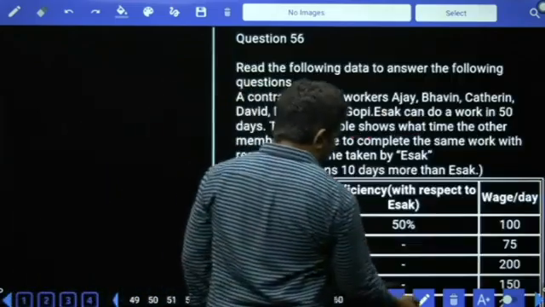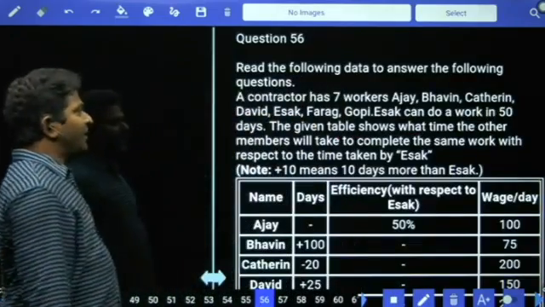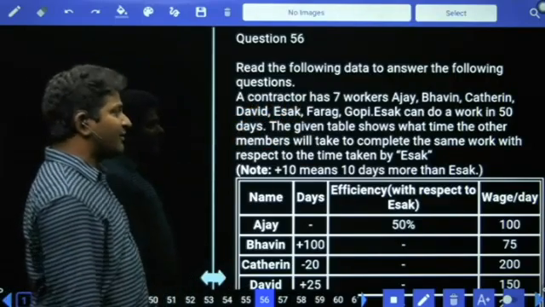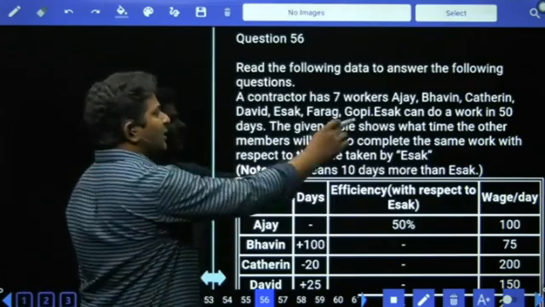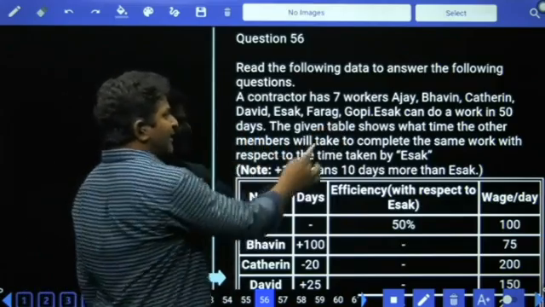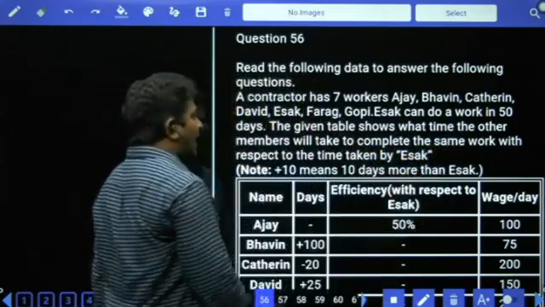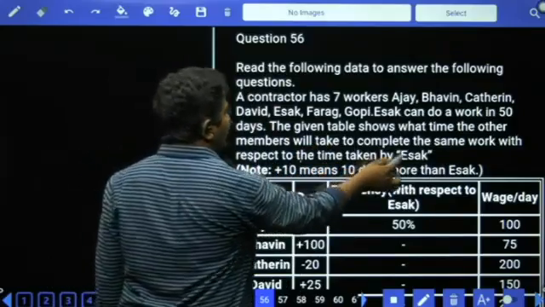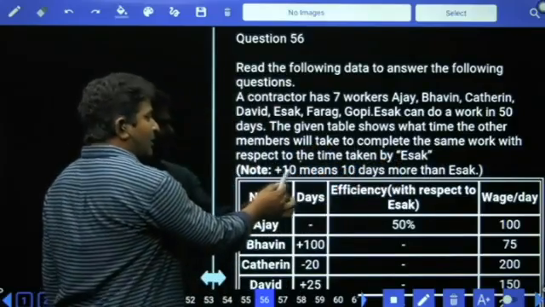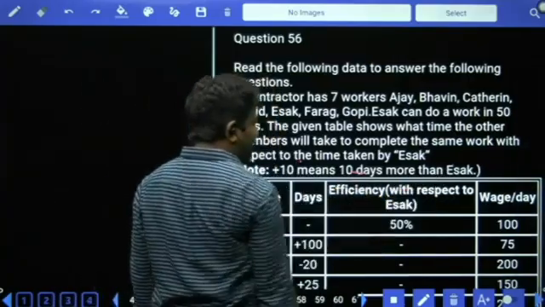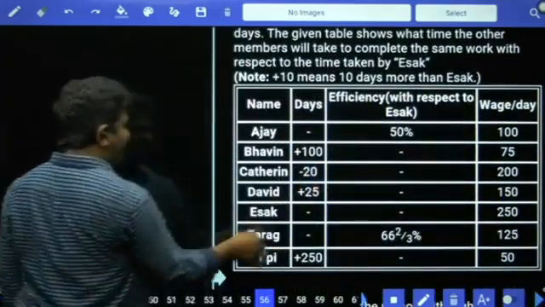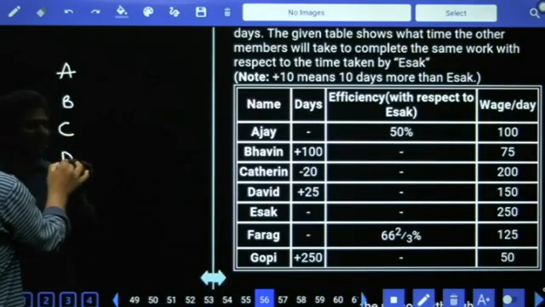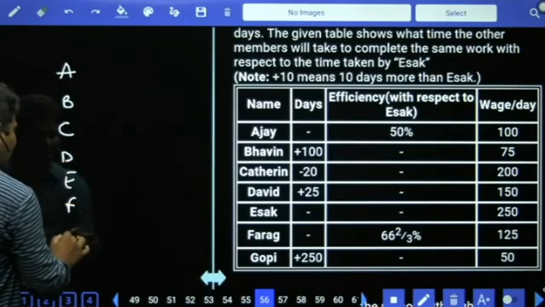Now from 56 we have information given in a table. A contractor has 7 workers: Ajay, Bhavin, Catherine, David, Isaac, Farag, Gopi. Isaac can do a work in 50 days. The given table shows what time the other members will take to complete the same work with respect to time taken by Isaac. Meaning, note, plus 10 means 10 days more than Isaac. Right. Now, we have members here: Ajay, Bhavin, Catherine, David, Isaac, Farag, and Gopi.